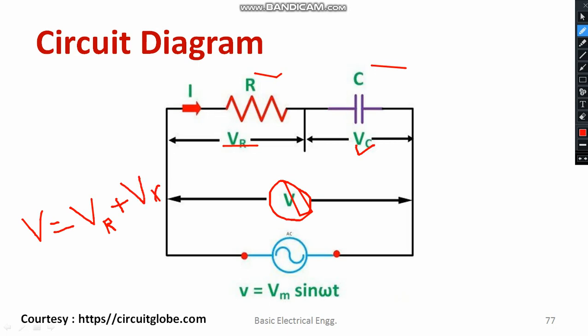Therefore, we are applying a voltage of v equal to Vm sin omega t, where Vm is the maximum value and the small letter v is the instantaneous value. Omega is the angular frequency. These are the points you need to know.